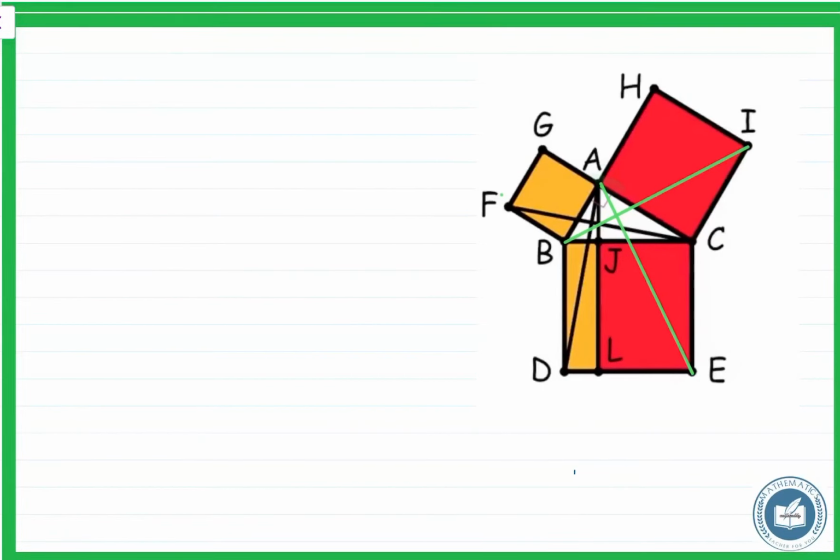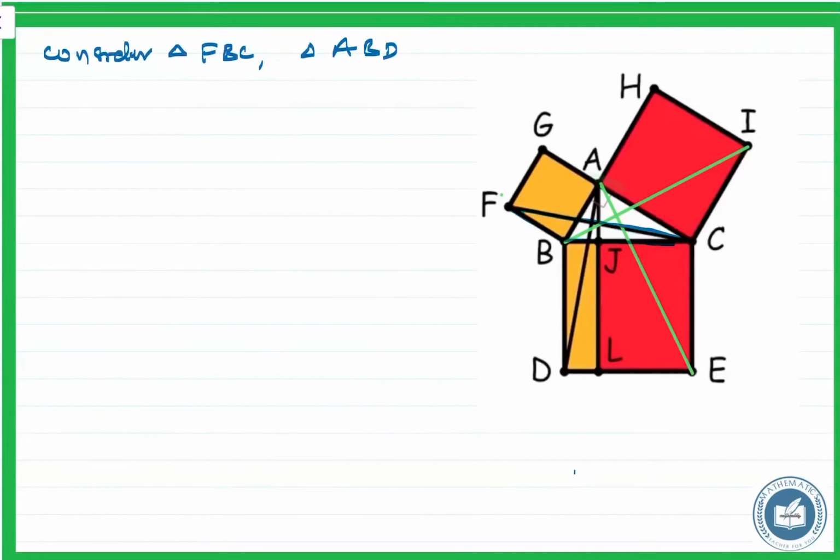What do you have to consider? Triangle FBC. This is one triangle here. Then the other triangle is ABD. Consider triangle FBC and triangle ABD. We have to consider these two triangles.